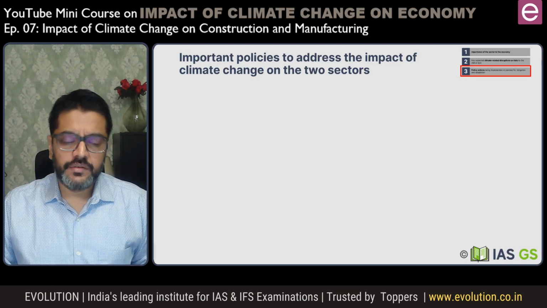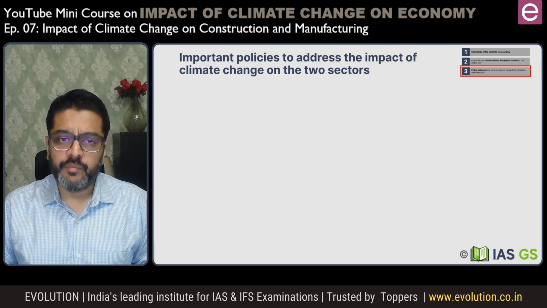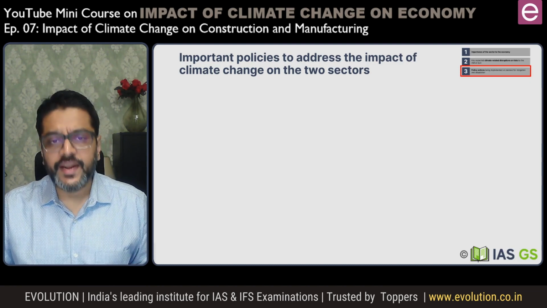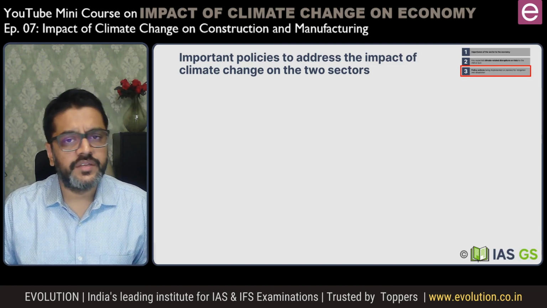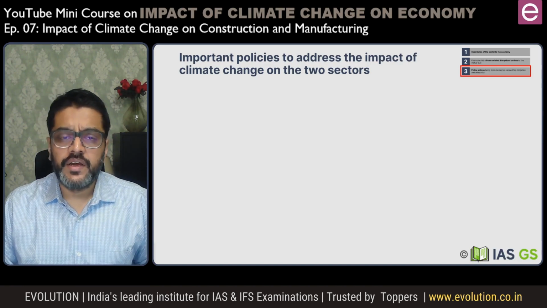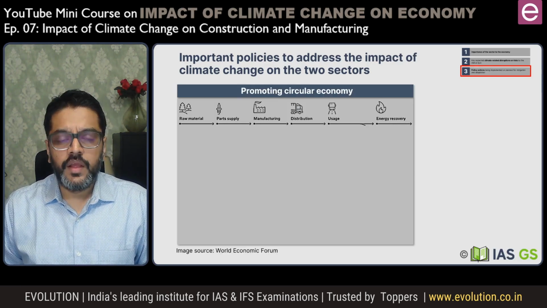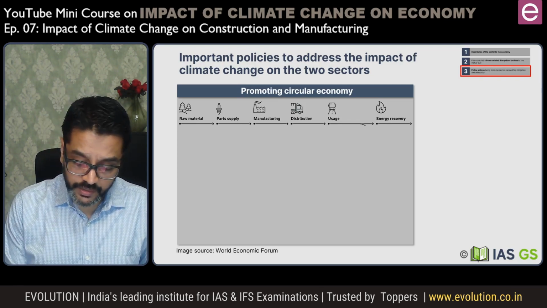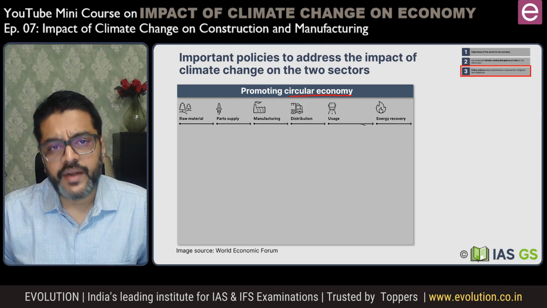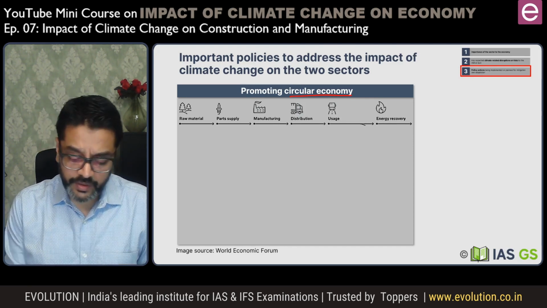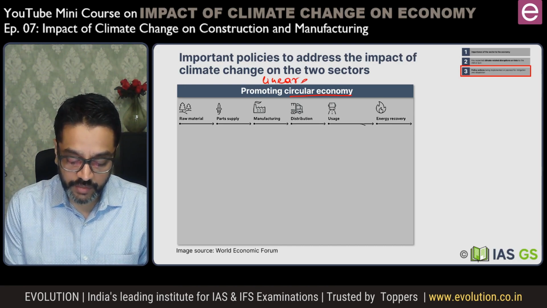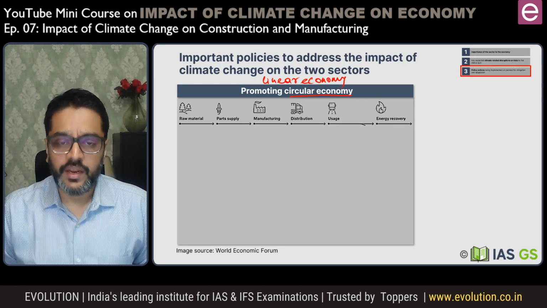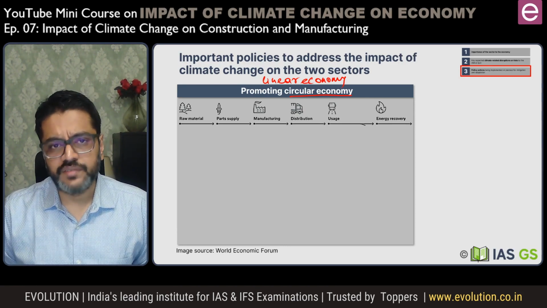So now we have seen why construction and manufacturing are important. We have seen how they are in many ways causing climate change. We have also now reviewed a few initiatives aimed at helping these industries adapt to and mitigate the impact of climate change. At a philosophical or strategy level, globally, there is growing recognition of the need to move to a practice of circular economy from the current practice of what is called the linear economy. So let us understand this in a little bit of detail. And that is the last part of our discussion for this video.